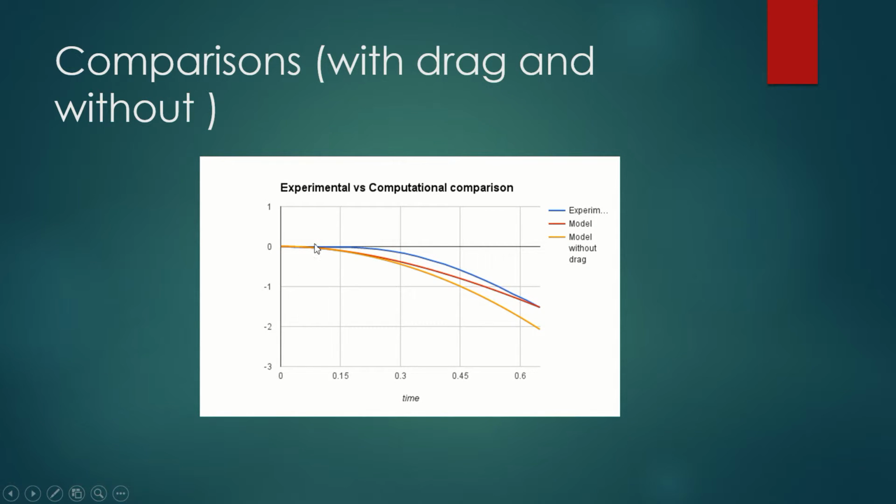So as you can see, this is my experimental versus computational comparison. The experiment is in blue, the model without drag is in yellow, and the model with drag force included is in red. They are pretty much the same as time is small. As time increases, the model with drag and the experimental model converge, while the model without drag keeps on going lower and lower. And if time increased infinitely, you would see that this velocity would increase infinitely as well.